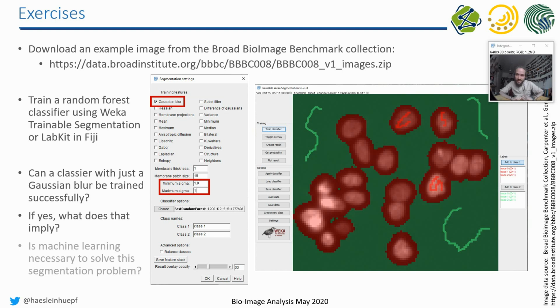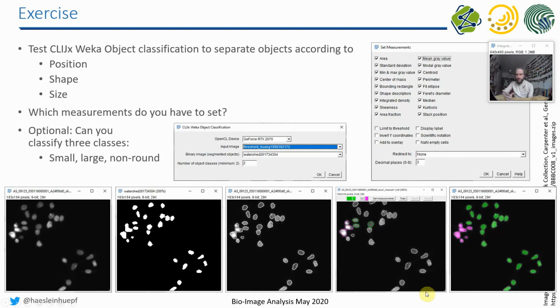Furthermore, when you gain some experience with annotating images and training classifiers, I would like to ask you to segment such a particular image from the Broad BioImage Challenge just with a Gaussian blur. And if you can train a classifier which can do that, ask yourself, what does that mean? We apply a single Gaussian blur to an image and we get a good segmentation out using machine learning. What are the implications behind that?